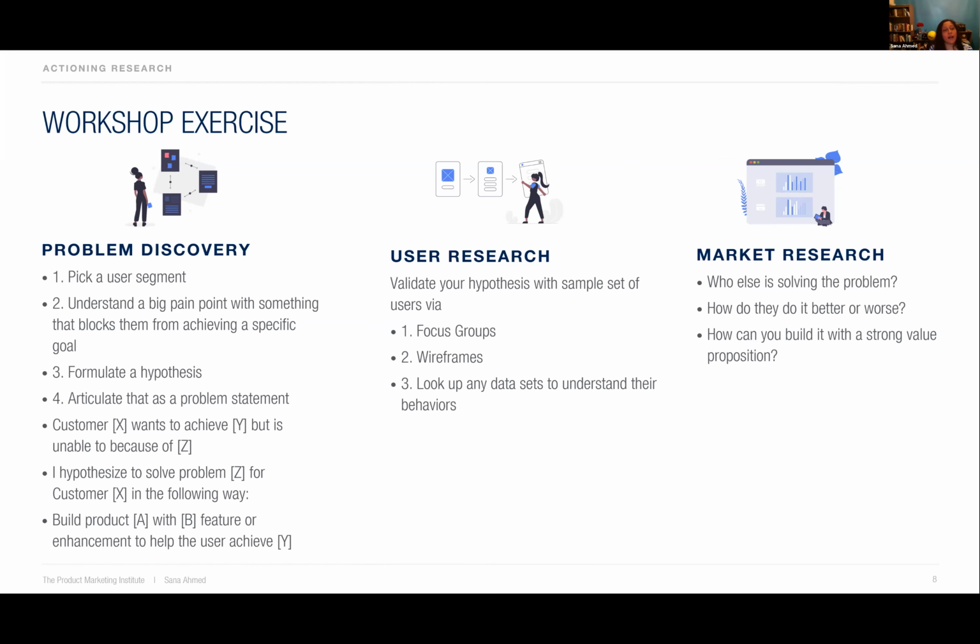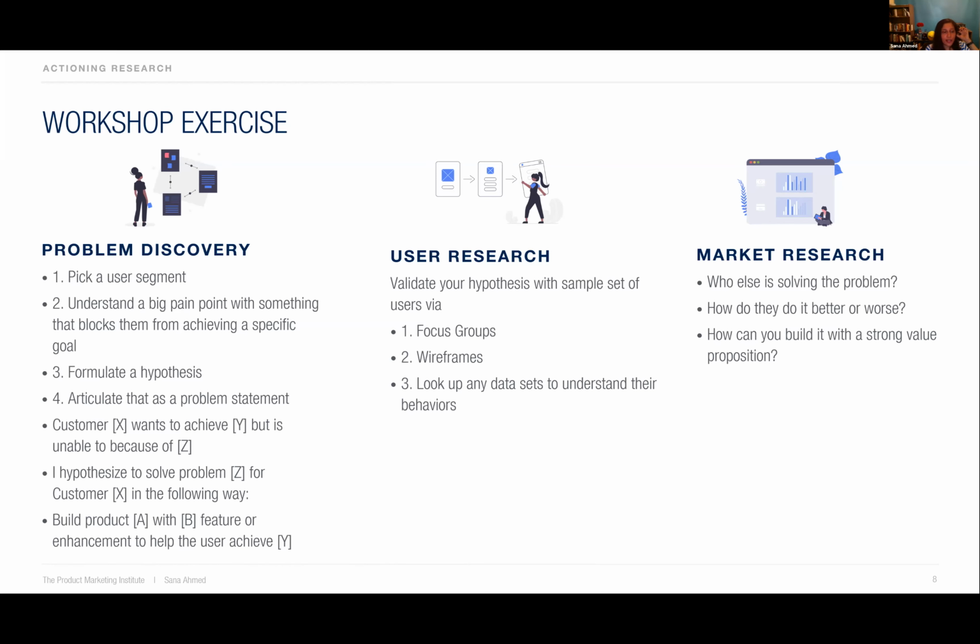So think about a problem that you're solving for, and think about who that user segment is going to be. Start with one user persona and see if that user persona is multiplied by a significant amount of people to turn that into a user segment. And understand a big point that is preventing that user segment from achieving a very specific goal. Once you start, this is where you start discovering and uncovering what the actual problem is and how you're going to best solve for it.